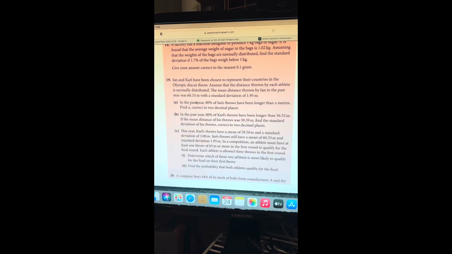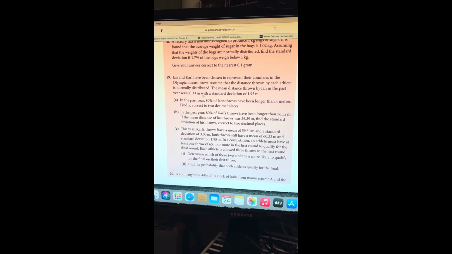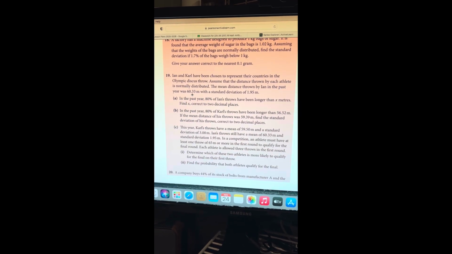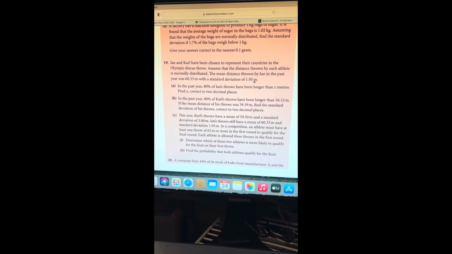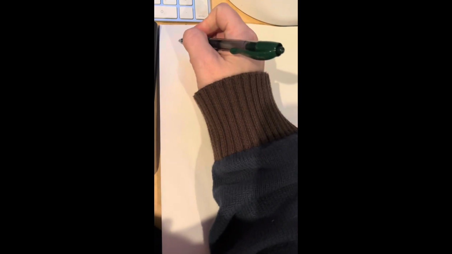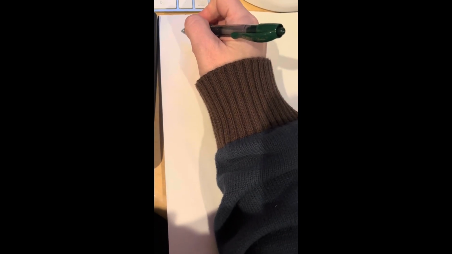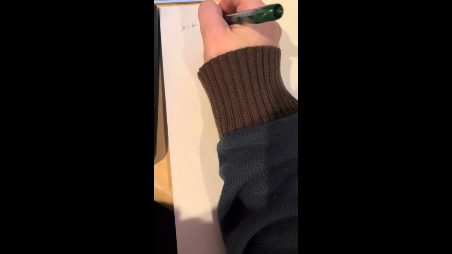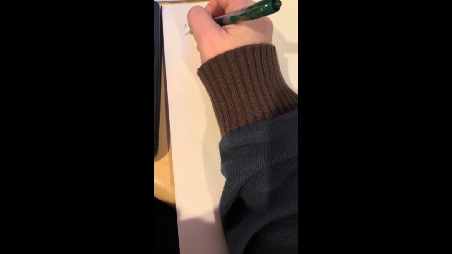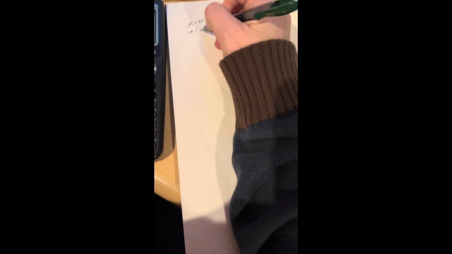We've got two throwers. The mean distance thrown by Ian in the past year was 60.33 meters, standard deviation of 1.95. So there's our stats for him. I'm gonna jot that down. Again, sorry about the video quality, but at least you have a video. 60.33, standard deviation of 1.95.